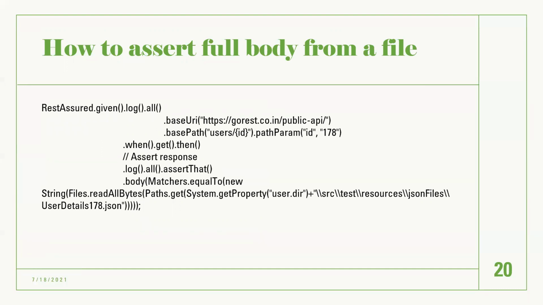How to assert the full body from a file? How to put the assert? If you want to see an output, you will just put a log. Then if you want to put an assertion, you have Matchers dot equalTo, where you copy the entire file path and do it. We'll see everything related to the JSON file, comparison, and reading the data.